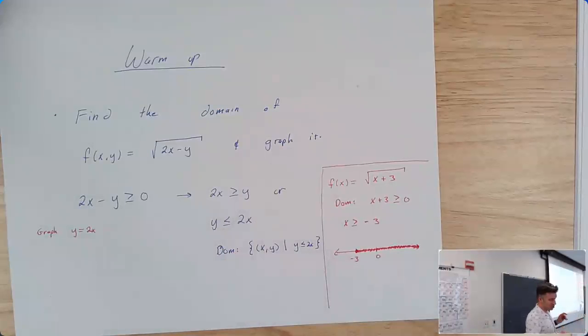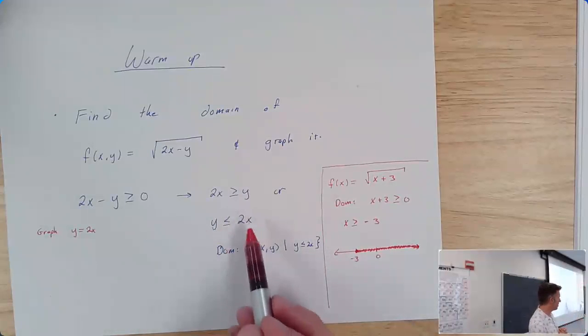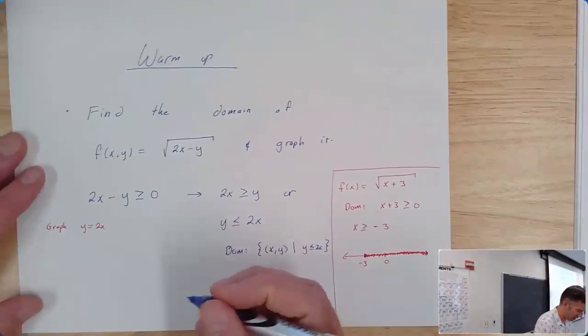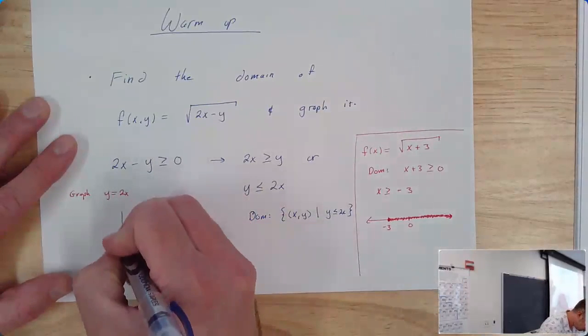Because the idea is you want to include the boundary when it's equals, and you want to not include it when it's not equal. So the dashed line indicates not included. I'll say it again in a minute. But here, I'm just going to draw the line y equals 2x. Running out of room.